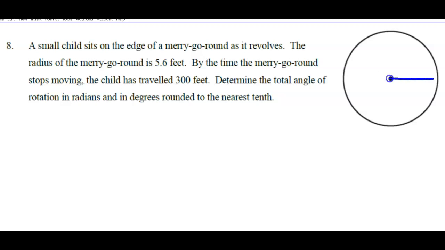So here, this radius is 5.6. Oh, and in this case, sorry, it tells you that the child has gone 300 feet. So the kid is here on the edge, keeps traveling around till a total of 300 feet. So this is the arc length. Okay, this is the radius. It says determine the total angle of rotation. So that's theta. So theta equals A over R. Arc length is 300. Radius is 5.6. Just make sure they're in the same unit.